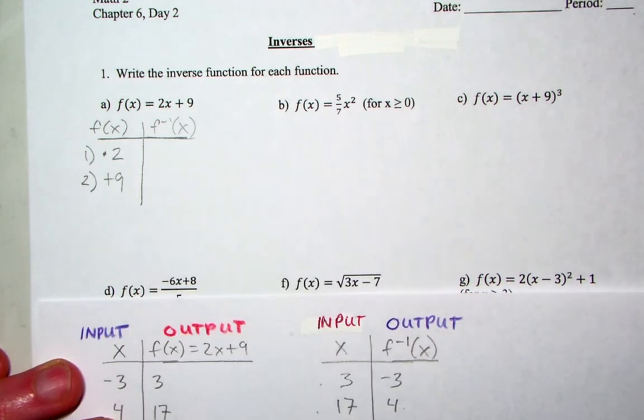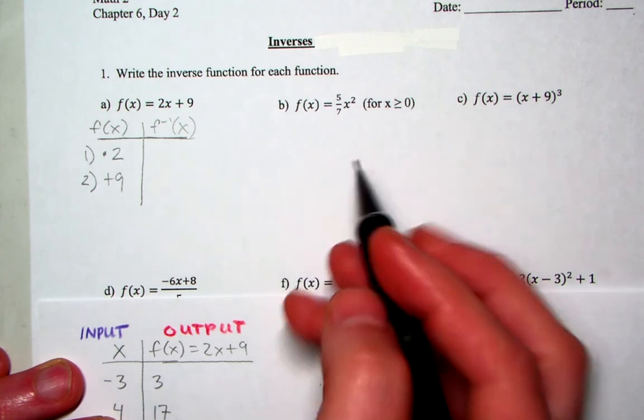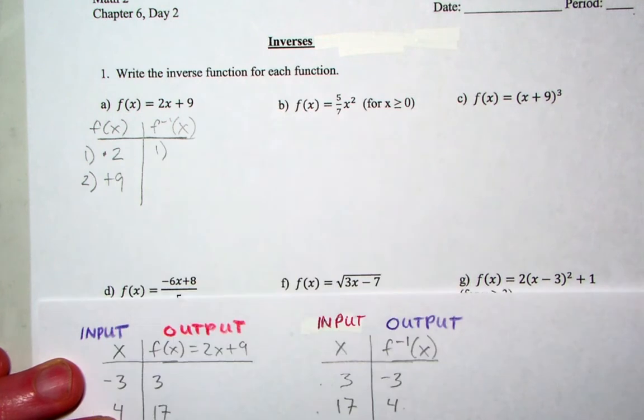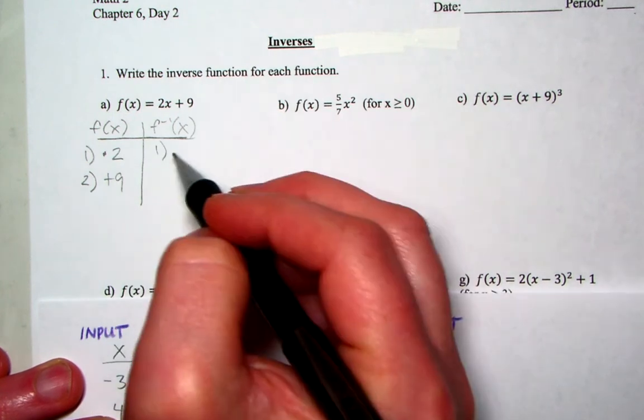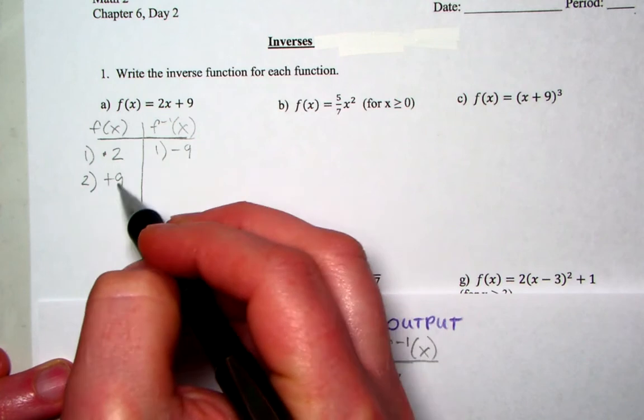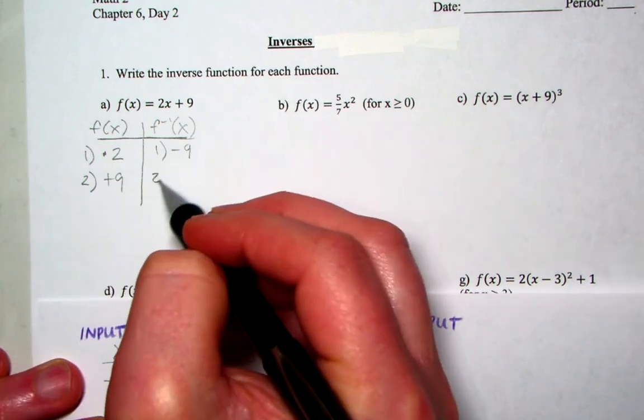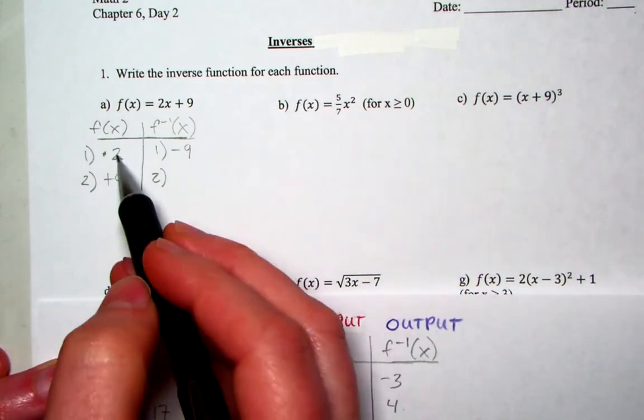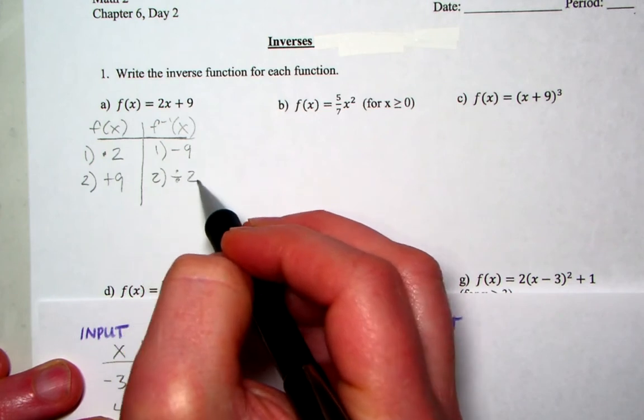So the inverse says I'm going to do everything in the opposite order, and then the inverse operation. So in other words, what we're going to do first is subtract 9. Okay, so it's the inverse operation of adding. And then, instead of multiply by 2, we're going to divide by 2. And that's going to be our last step.